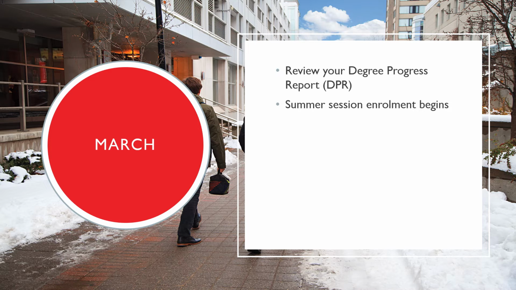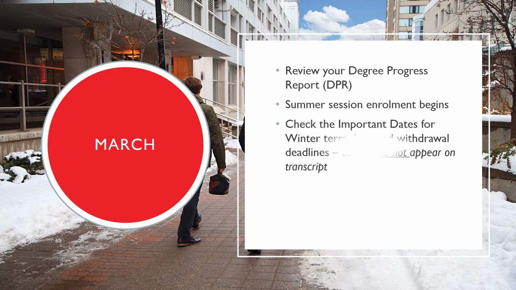Enrollment for the summer session will begin, and you may enroll in your summer session courses based on the date and time of your enrollment access window. The drop deadline for winter term courses is in March. If you choose to drop a course before the published drop deadline, it will not appear on your transcript. Once the drop deadline has passed, the withdrawal deadline will take effect.